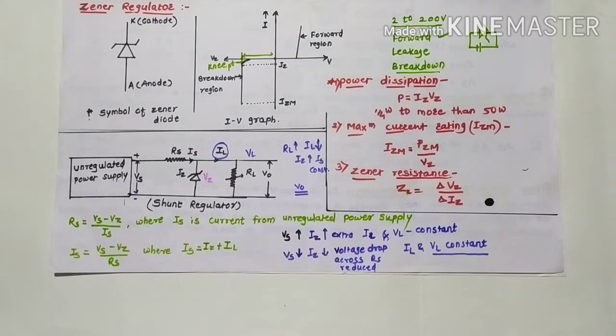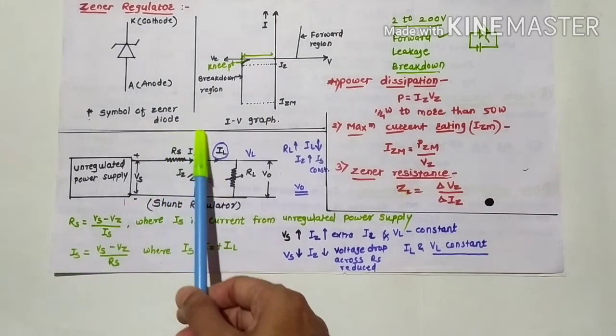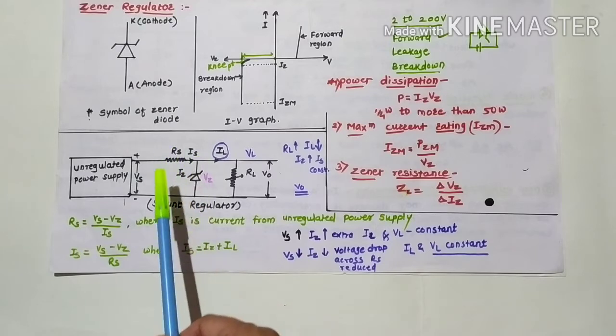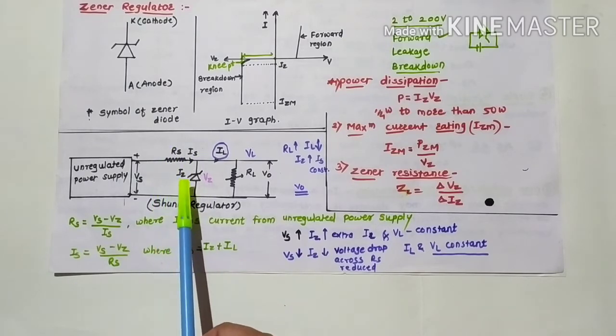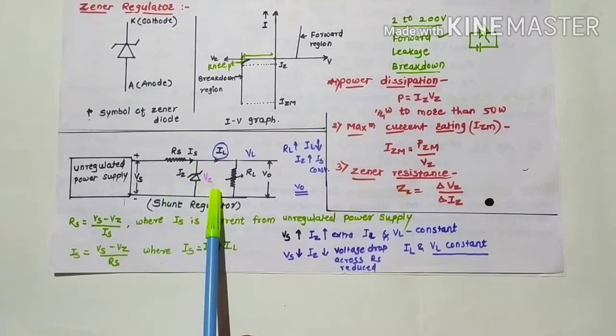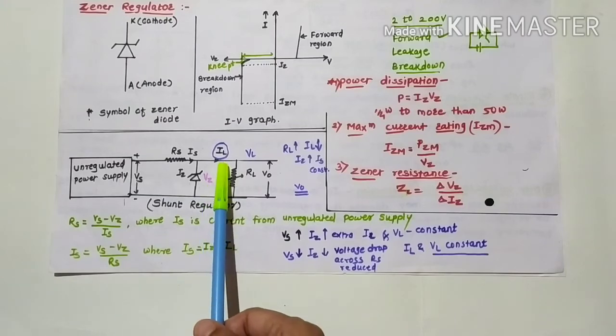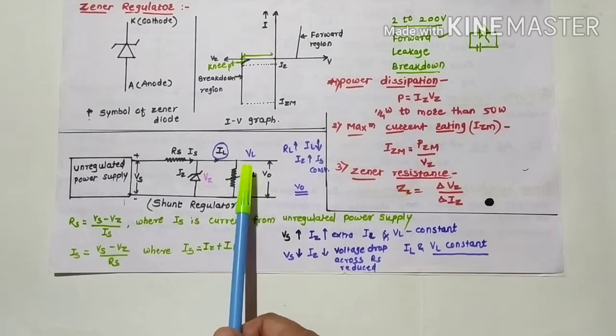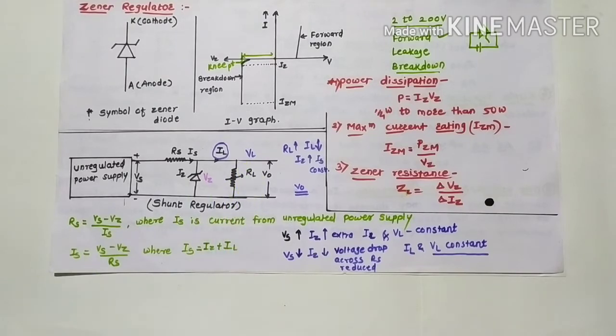Before starting different examples, let us revise some terms related to the Zener regulator. The first one is RS, the series resistance. The current flowing through this is IS, IZ is the current through the Zener, VZ is the voltage drop across the Zener, IL is the current through the load resistance, and VL is the voltage across the load resistance.